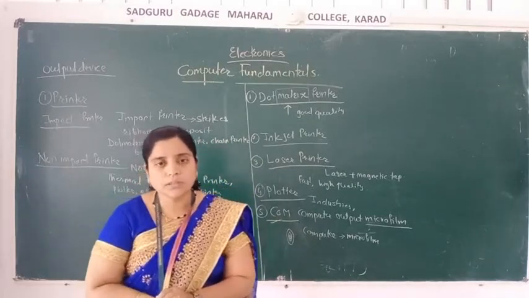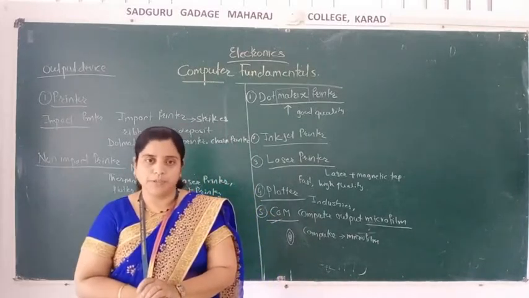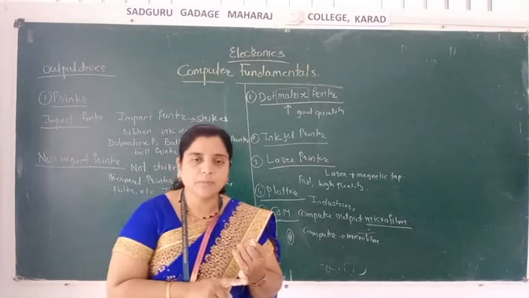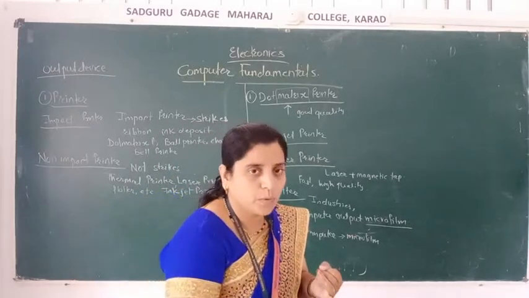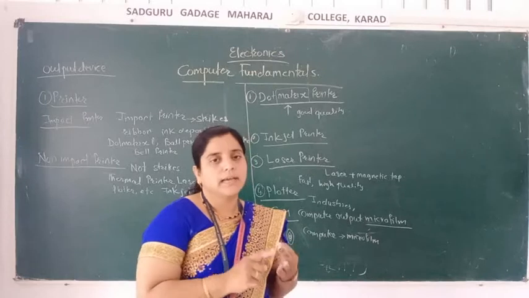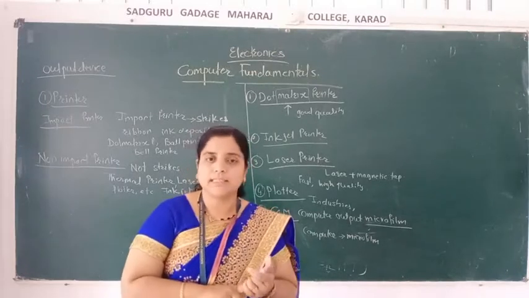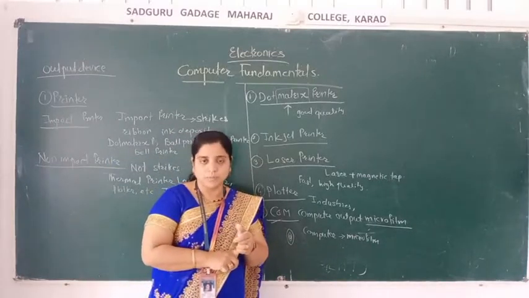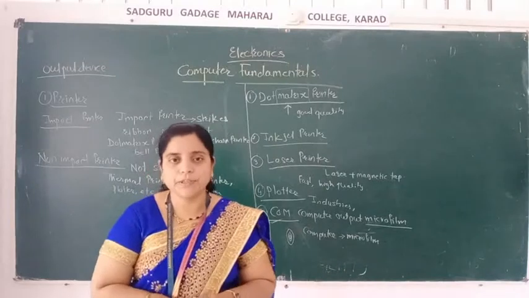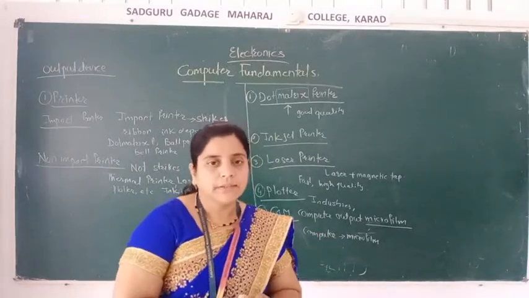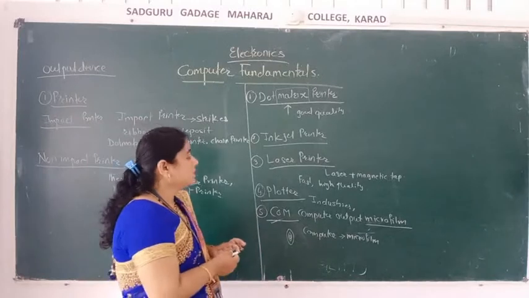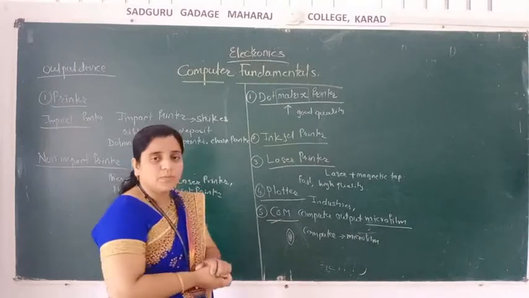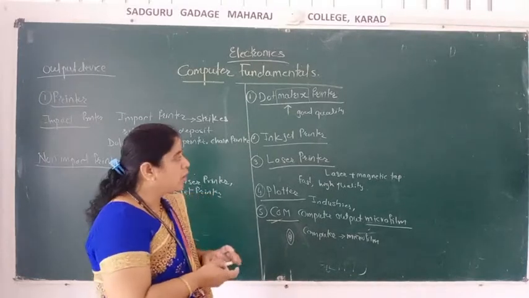These are the outputs of the computer. We know the input of the computer, the central processing unit, and the output. In the input we have seen the keyboard, mouse, and light pen. All these things we have seen in the previous lecture. So today we are going to see the output of the computer. The most important output that we use daily is the printer. There are so many types of printers.